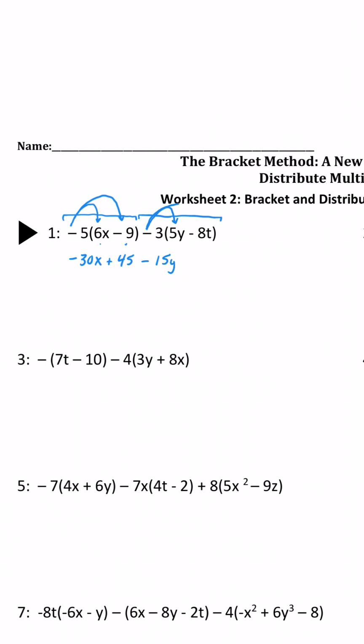The next arrow, again, -3 times a -8. 2 negatives creates the positive. We get the 24 and the T. And that takes care of that.